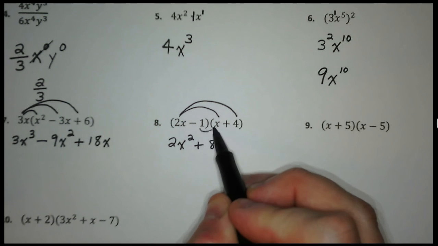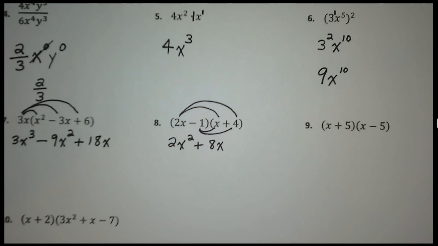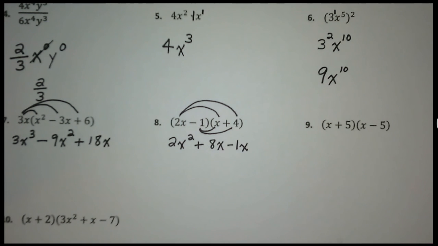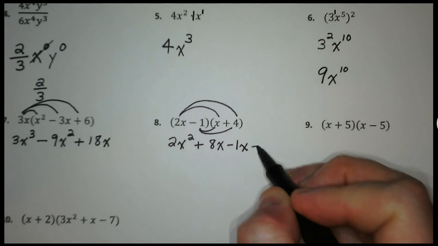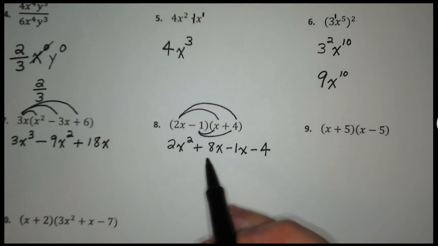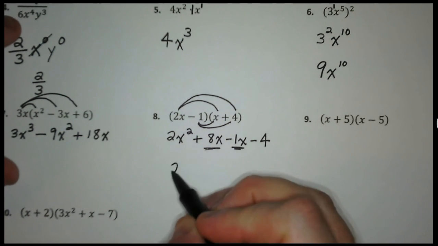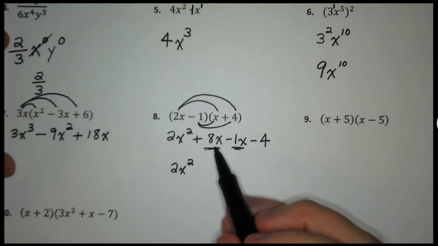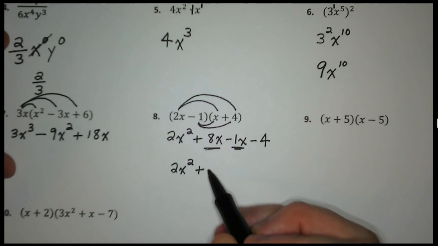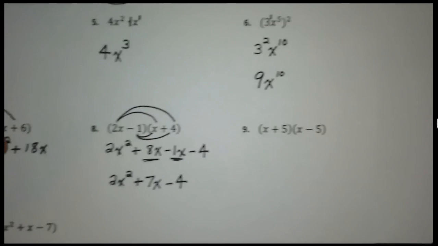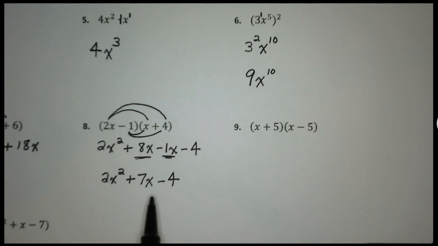But we also have to distribute the -1. So -1 times x is -1x, or just -x. And then -1 times +4 is -4. And on this problem, you have to realize that there's some like terms that can be combined. So 2x squared comes on down, and then 8x minus 1x, or just minus x, is 7x. And that's that.